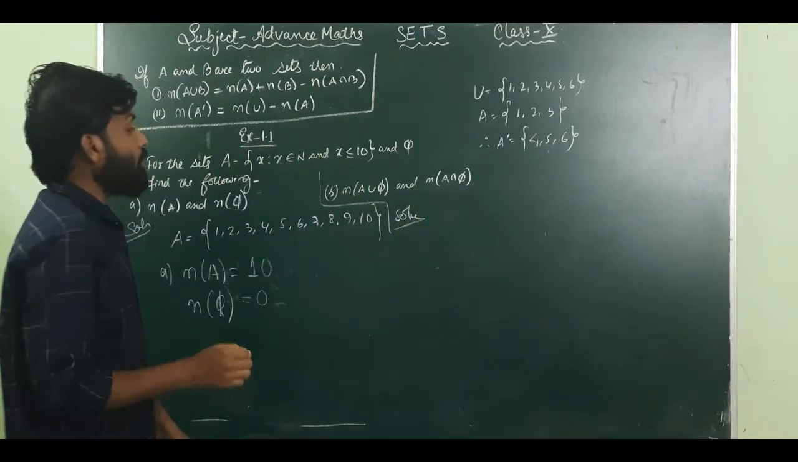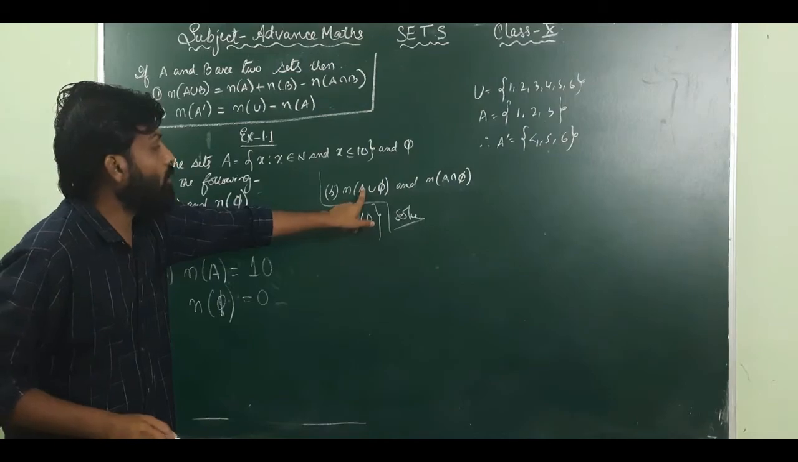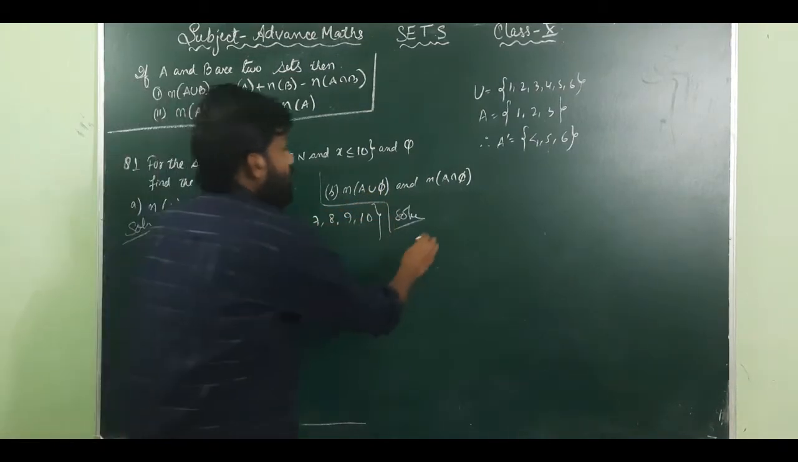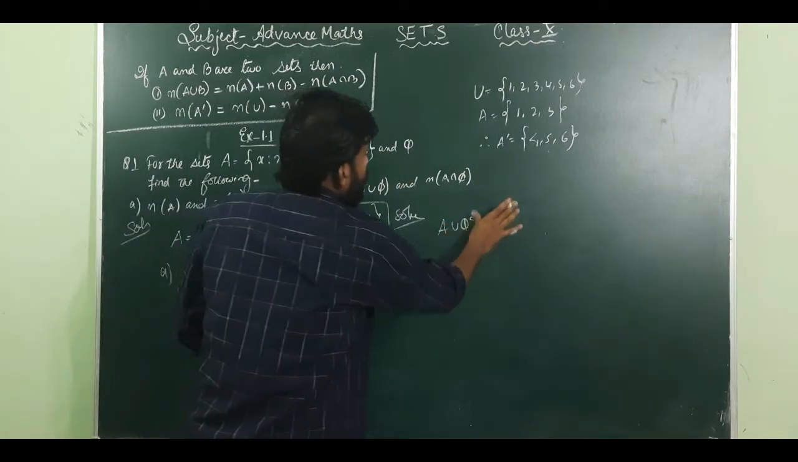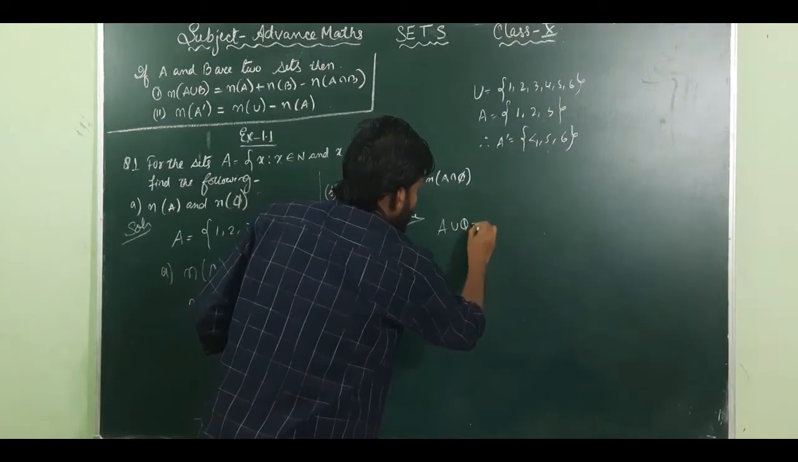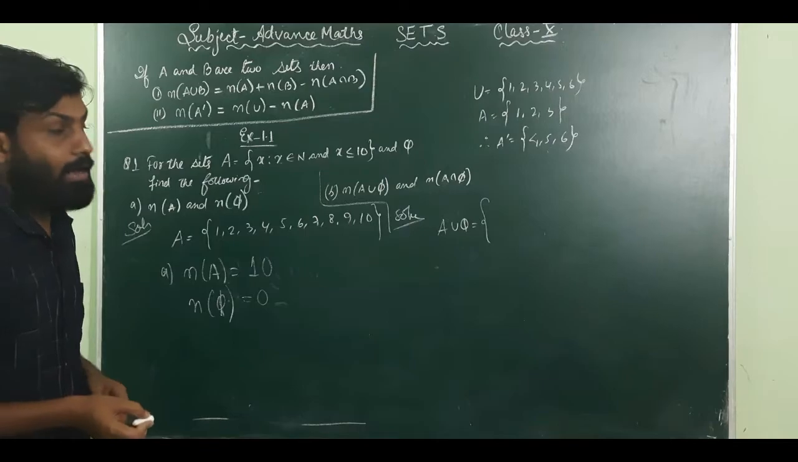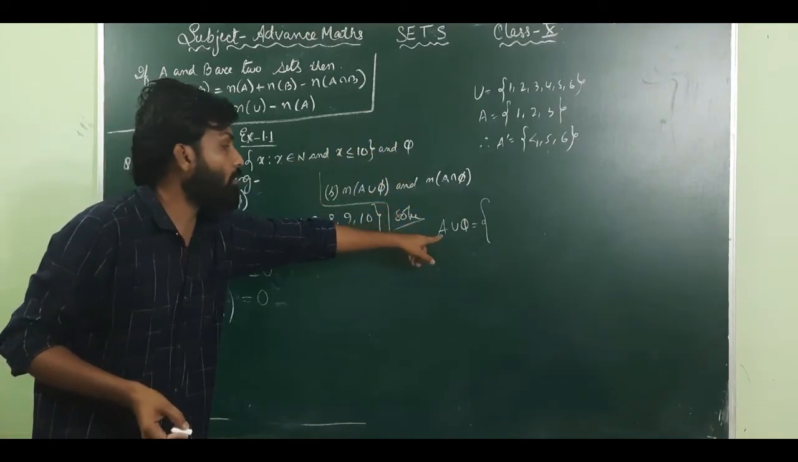Part B, what do they say here? They say that you have to find the number of elements present in A union φ. So first of all you have to find the value of A union φ. In terms of union, we know that we have to take all the elements in A and all the elements in φ. In φ we don't have any element, so we only have to take the elements present in A.